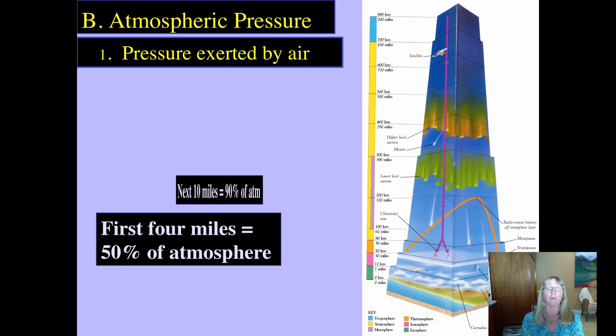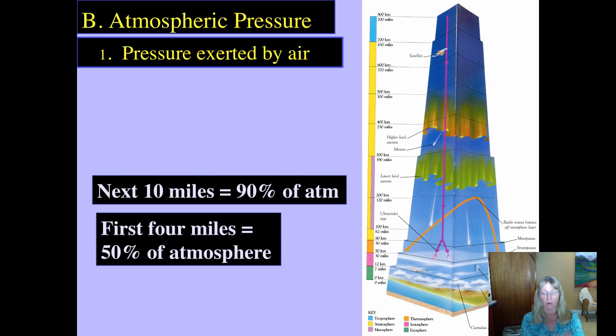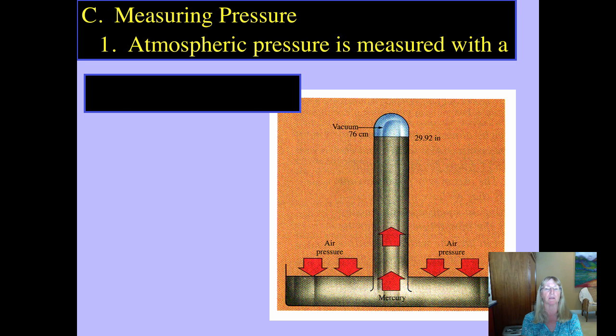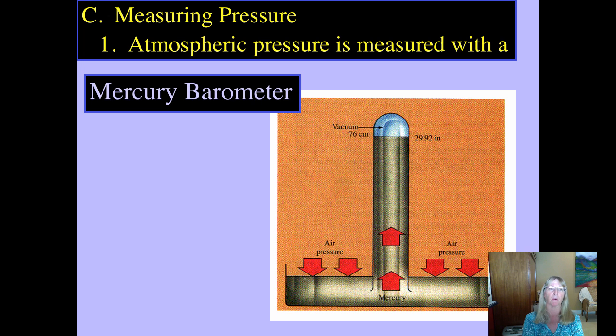The first 4 miles of the atmosphere, or first 4 miles up, have about half the atmosphere. If you go another 10 miles, 90% of the atmosphere is taken into account. And within about 20 miles, almost all of our atmosphere is accounted for. You don't need to remember these numbers. They're just fascinating factoids. But hopefully what you've done by now is the barometer worksheet, which describes how it is that we measure pressure.